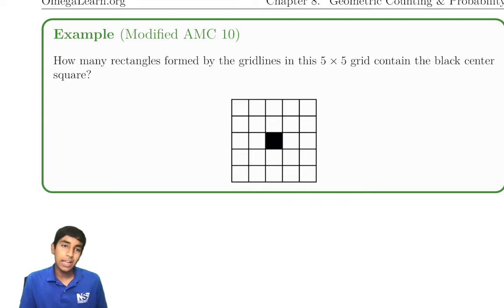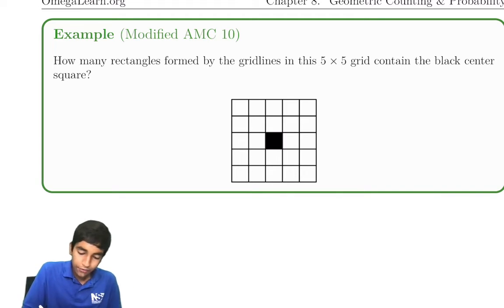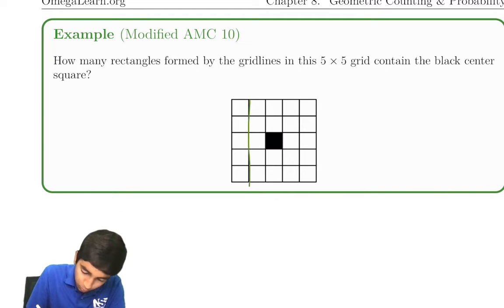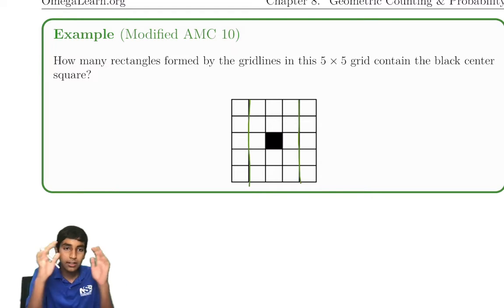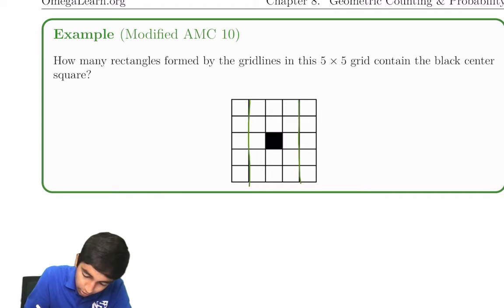So it seems like 1 vertical line has to be to the left of the black square, and 1 has to be to the right? Let's verify this. Let's see if this is actually correct. So if 1 vertical line is to the left and 1 is to the right, then the black square is contained within the values inside. So this does work. But if they're both on one side, so let's say they're both on the right side.